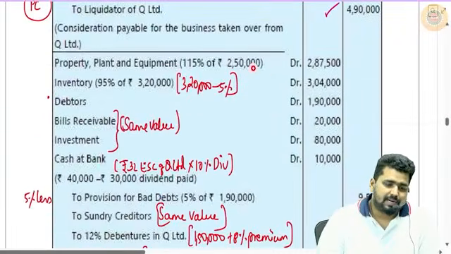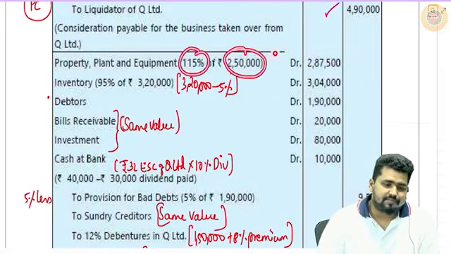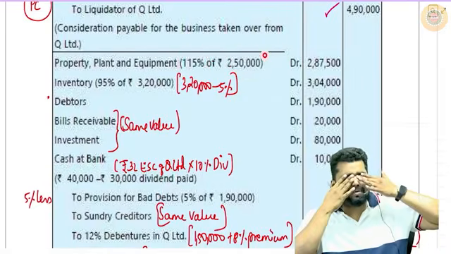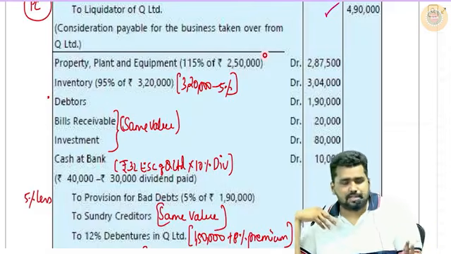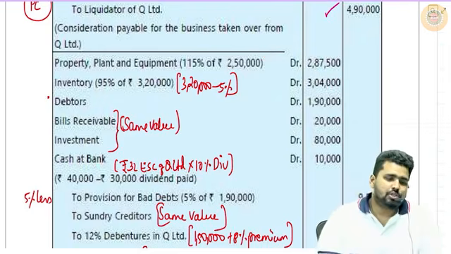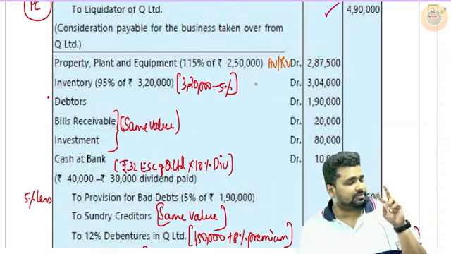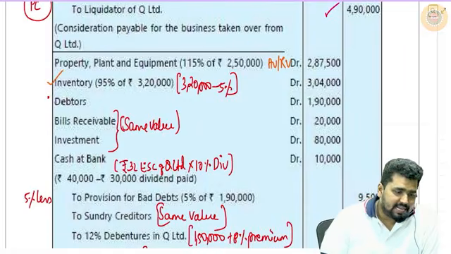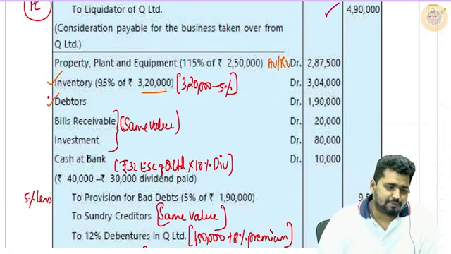Clear? So property, plant and equipment is also revalued now. 250 into 115%, that is the 15% increase. So 250 plus 15%, or 250 into 115%, you will get the answer. How much are you getting? PPE 2,87,500. So this revalued amount we will take. Other than this, what are the two more assets for which they are giving the agreed value? Inventory and debtors. Inventory book value is 3,20,000, 5% less, so 95%, or 320 minus 5%, how much? 3,04,000.